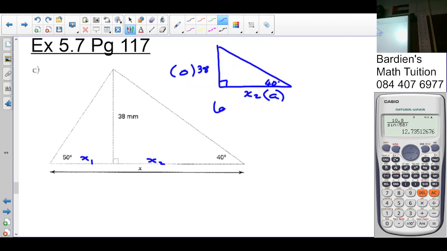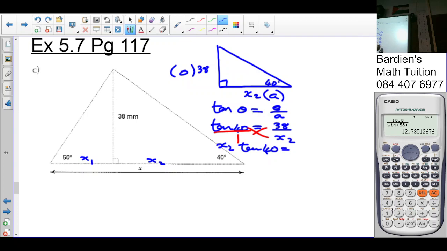So let's write this. Tan of theta equals opposite over adjacent. So we say tan of 40 equals, what's my opposite? My adjacent? x2. So how do I make x2 the subject of the formula? Cross multiply. So x2 times tan 40 is x2 tan 40 equals 38 times 1. How do I get x2 on its own? Divide by tan 40 on both sides.